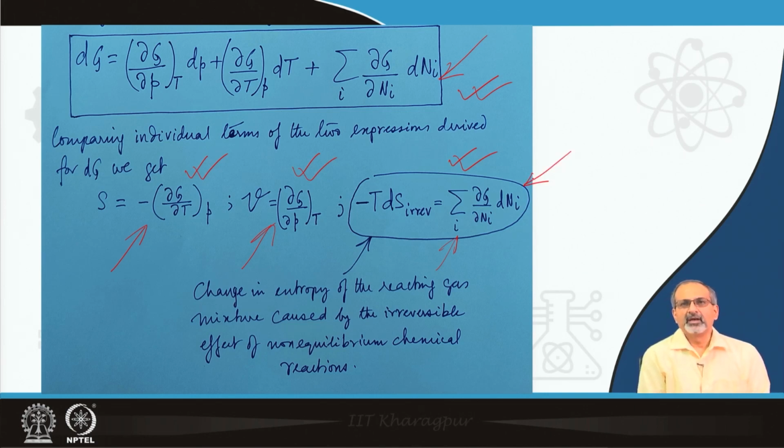So, if we have a non-zero contribution coming from that summation on the right hand side, then inevitably there is irreversibility addition by virtue of the non-equilibrium chemical reactions, which we were talking about even in the previous lecture, towards the end of the previous lecture.